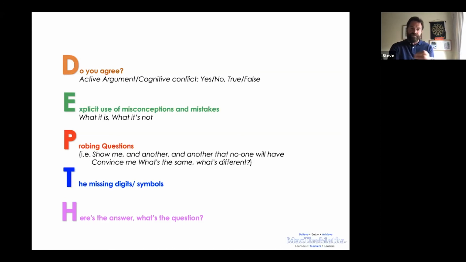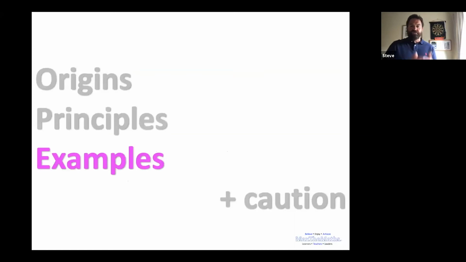But of course, if it comes up in conversation or another one's come up, then we talk about that. It's not the only place for misconceptions to be discussed, misunderstandings, but it's definitely a place where we will address them. Missing digits, here's the answer, what's the question? So that's a really useful sort of teacher toolkit kind of thing about some strategies that work for any bit of mathematics. So let's talk about examples. So let's put this into practice, and it kind of links with the caution bit as well, I guess.